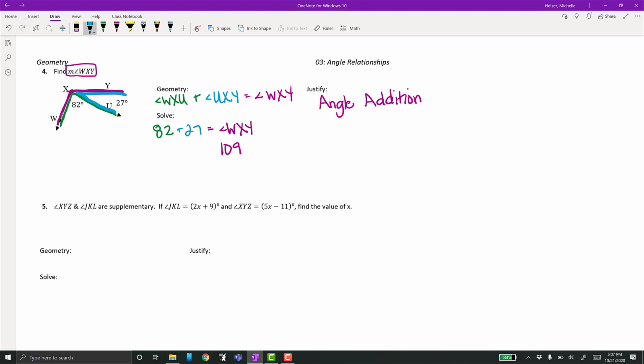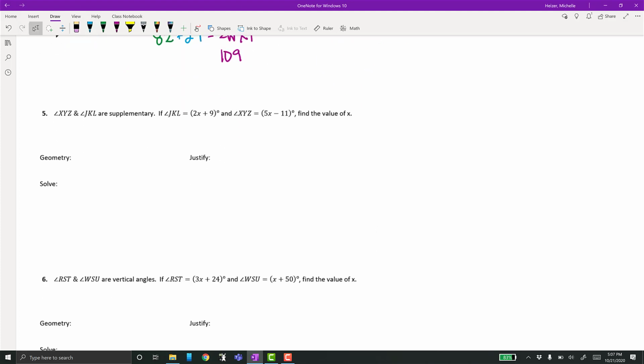All right, number 5 has a keyword. Before I do anything with this, I want you guys to find what is that keyword, what is that definition going to be that we use in this problem. Did you find it? Supplementary. That's that definition term we're going to be using. So once we actually find that definition, we can just say the definition of supplementary.